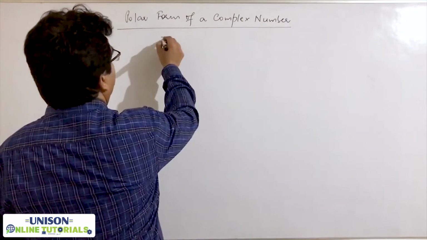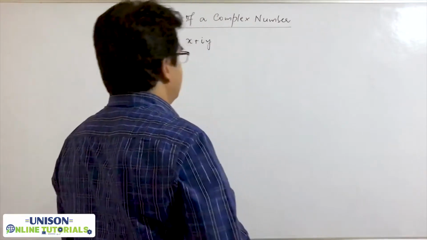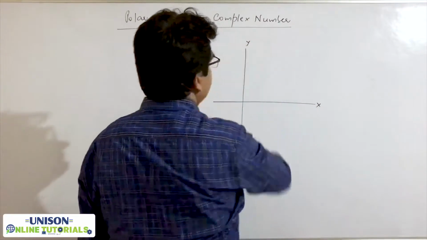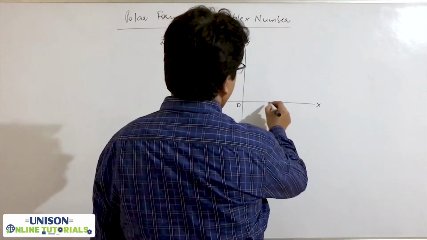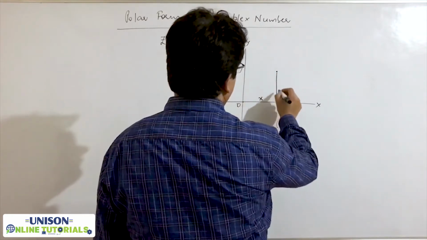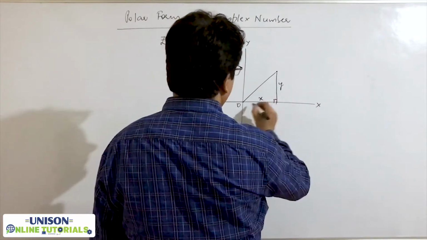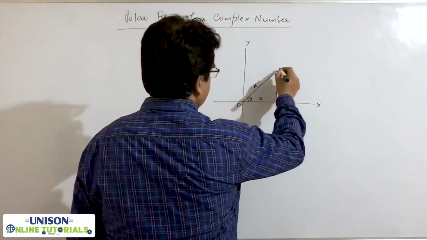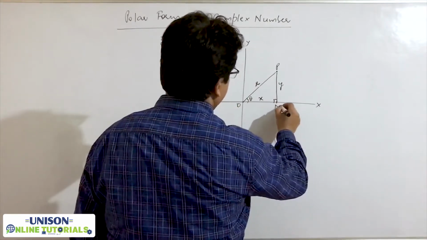So let us take any complex number z is equal to x plus iota y. Let's take a complex plane. This is real axis x and this is imaginary axis y and this is the origin. So here it is x and here it is y. Let's join it. This is perpendicular. Let the angle be theta. So this is point P. Let the length of OP be r.